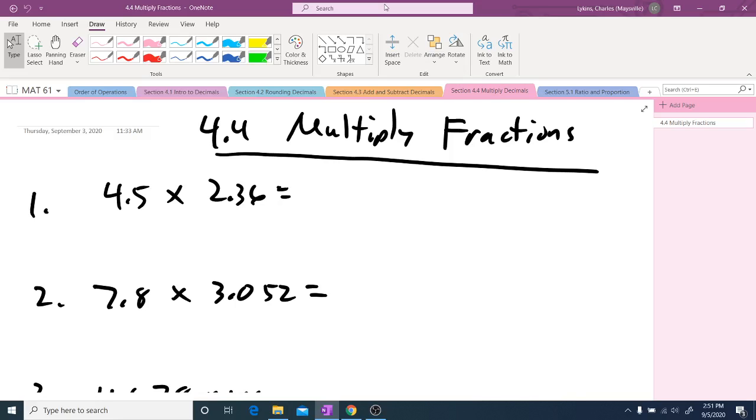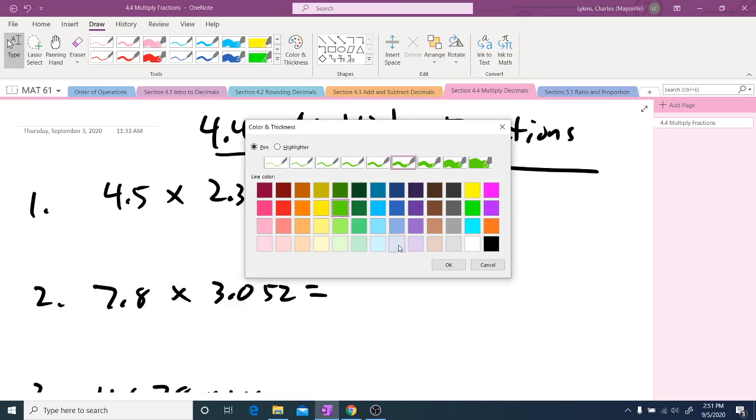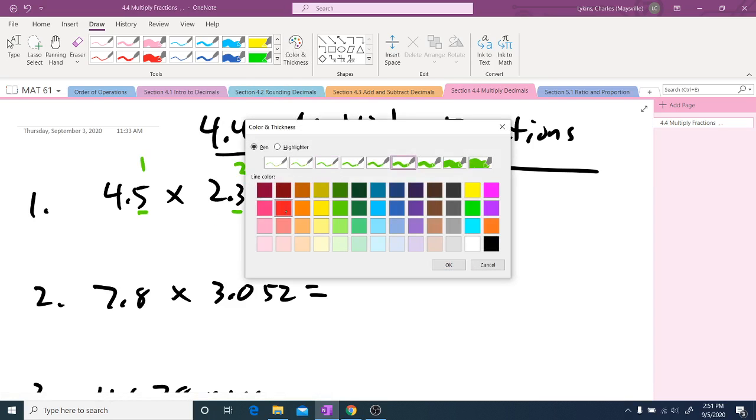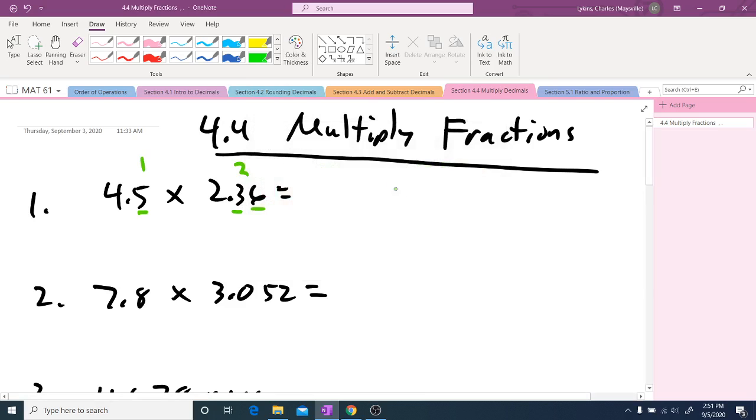Okay, welcome back to this section, which is 4.4, multiplying fractions. There's one rule about multiplying fractions that we want you to take into consideration, which is the decimal spots. On each, I want you to underline each decimal spot. This has one decimal spot, this has two. So your final answer, when you combine them, you need to have 3 decimal spots. Okay?